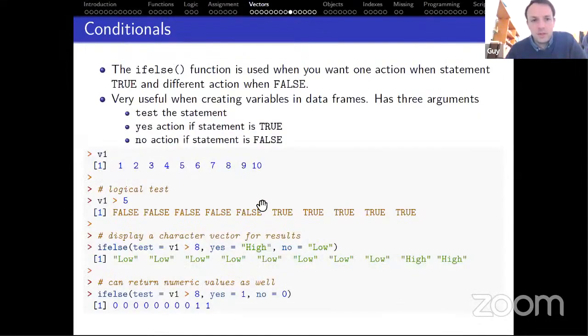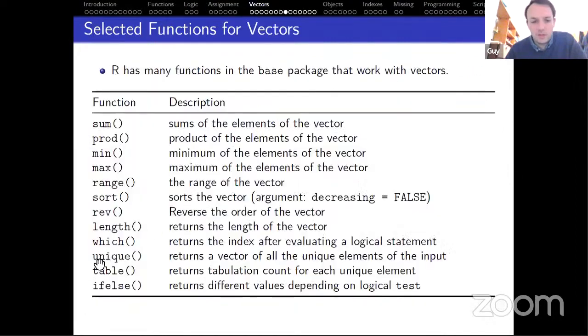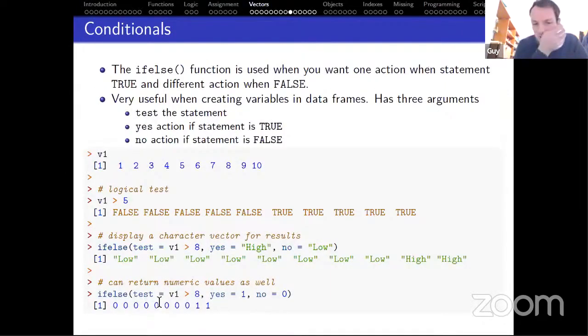Okay, so this last one we'll just talk about. ifelse can be very useful when you're working with data, and perhaps you want to create a categorical variable. Imagine we want to create an action based on a statement being true or false. In ifelse, there are 3 inputs that we can give it.